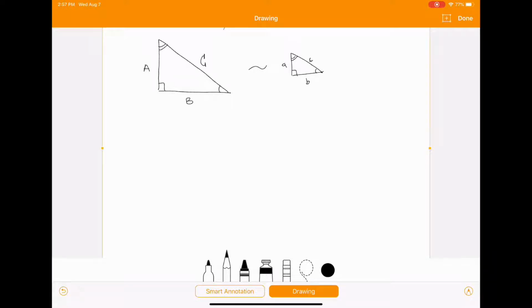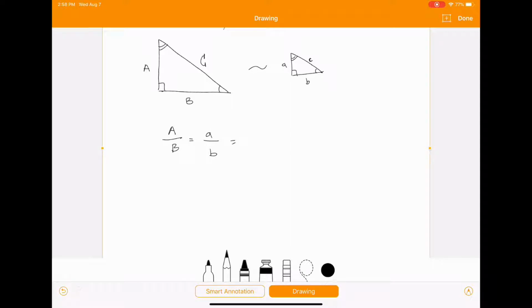Just label these sides really fast. So capital letters for the bigger triangle, lowercase letters for the smaller triangle. So this side is going to be similar to this side. This side is going to be similar to this side. This side is going to be similar to this side, in that their proportions have to be consistent. So you can set up things like a over b is going to be equal to a over b. And again, use your cross product to solve for your unknown in that case.